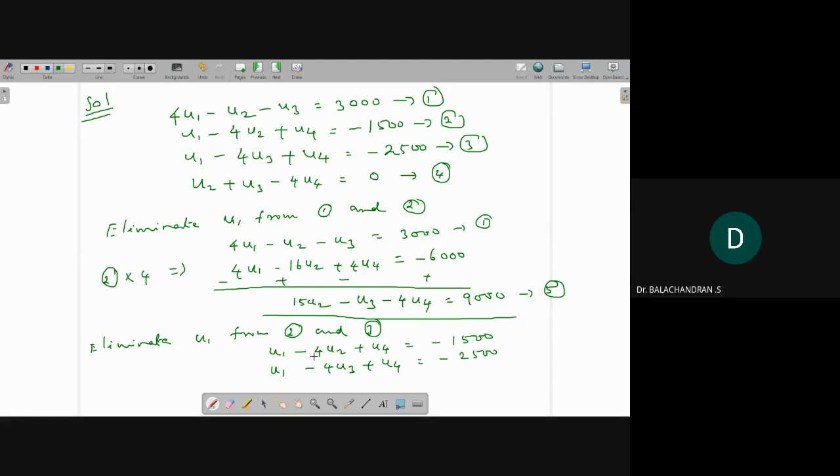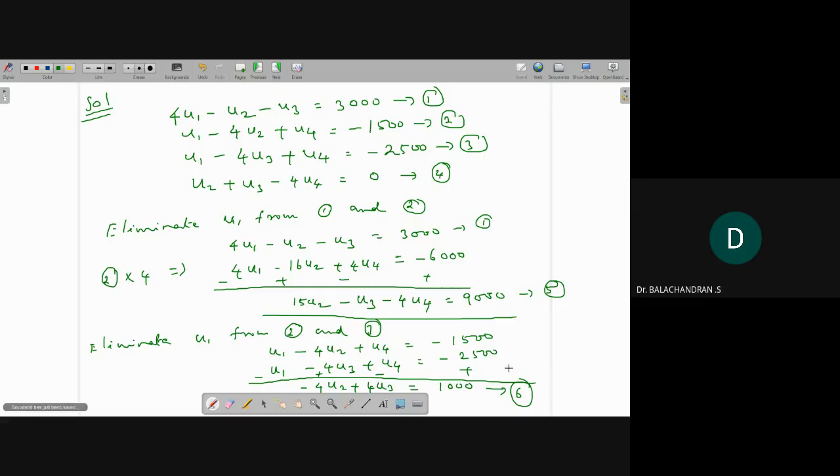Okay, so now if you subtract, you get minus, plus, minus, plus. So this is cancelled. This is u2, this is u3. So you should be very careful. So minus 4u2 plus 4u3. I think these two are cancelled, which is equal to 1000. I call this 6.